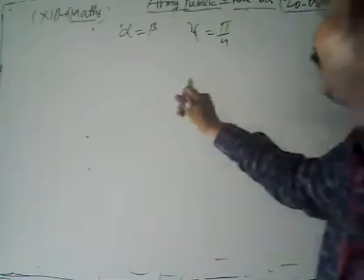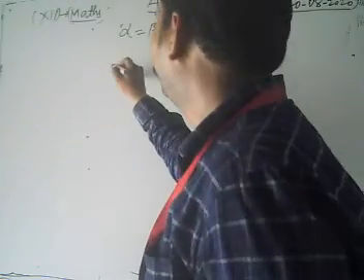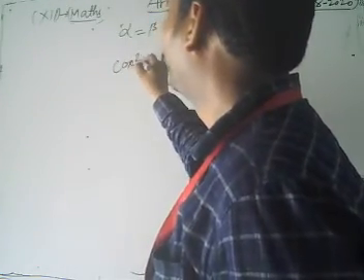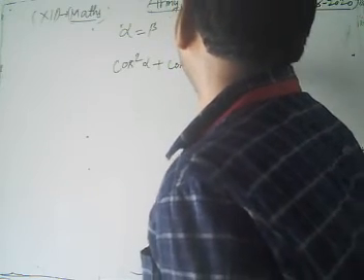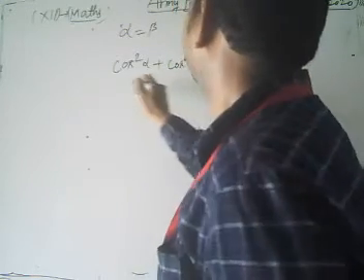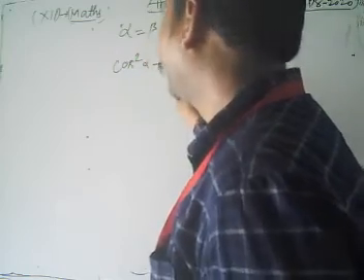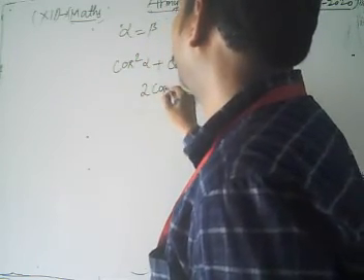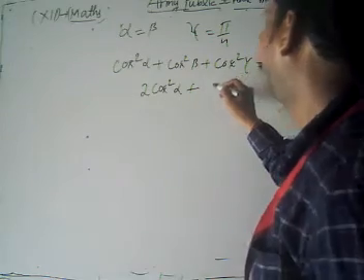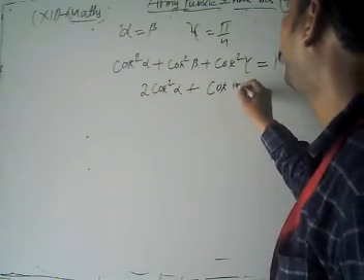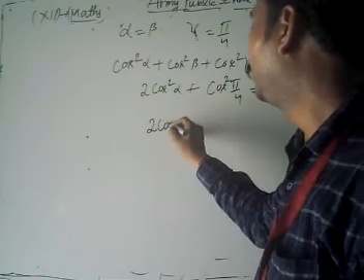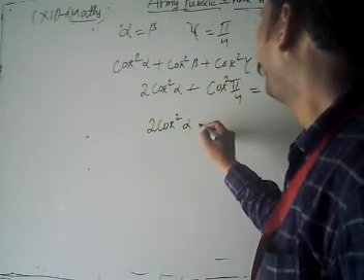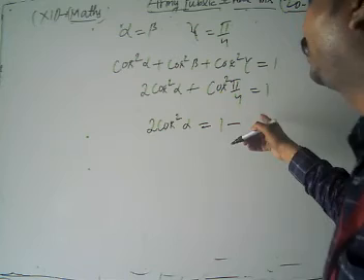Again, here we have to find the direction cosines of a line. Then what do we have to do? Again, what is the relationship? We have cos square alpha plus cos square beta plus cos square gamma equals 1. Alpha and beta are the same, so we put alpha here. Then we have 2 cos square alpha plus cos square gamma, where gamma is pi by 4, equals 1. Then 2 cos square alpha is equal to 1 minus cos square pi by 4.